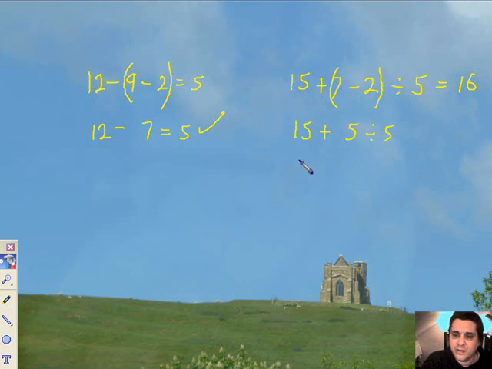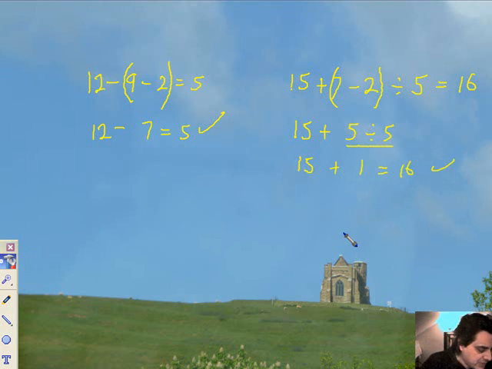Let's take a look at it. 15 stands alone. And then we're going to do the division sum. 5 divided by 5 is 1. 15 plus 1 is 16. So actually that's correct, isn't it? Don't want to do any more of those.